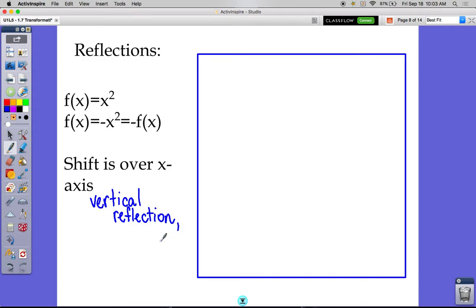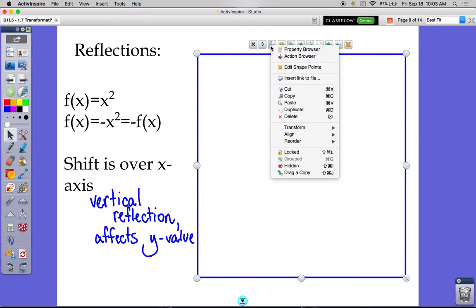And this affects the y values. Now remember, f of x is the same thing as y equals. So when you say, I'm going to make f of x negative, you're literally making the y values negative. So there's our good old x squared. Here's our parent function, our quadratic. Along with it, we're going to graph negative x squared.